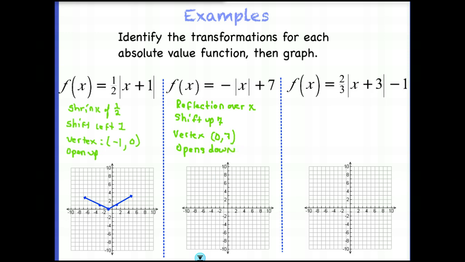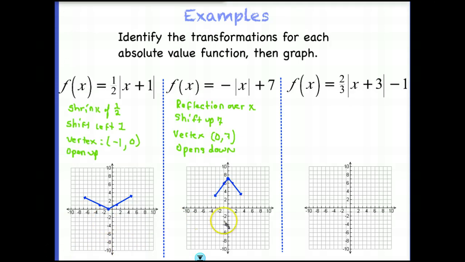Okay, let's plot our vertex. Our vertex is at 0, 7 we said, so that's way up here. Our slope is a negative 1 over 1, so we're going to go down and over 1, down and over 1. And now we are ready to draw our lines.